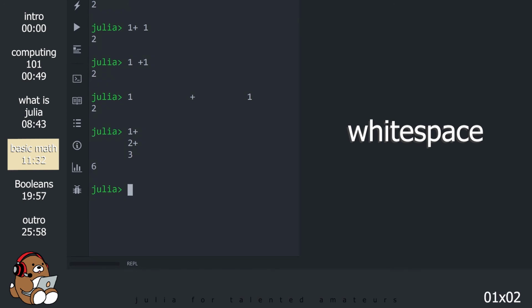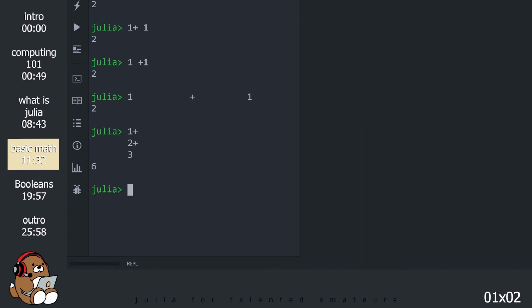However, despite this flexibility, as a best practice, you should leave 1 space between the operator and the operands for readability purposes. Later in this tutorial series, I'll share a style guide that contains some best practices for how you should type in your code.